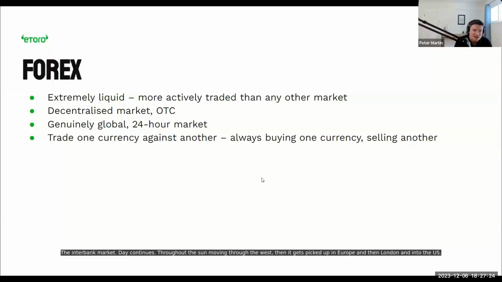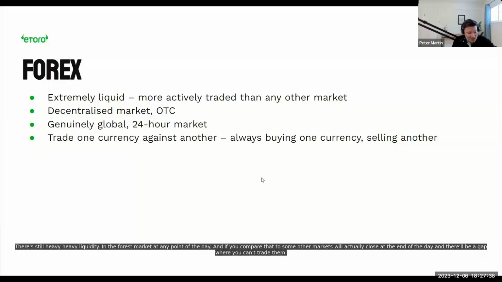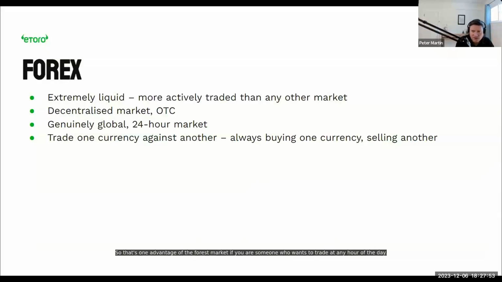And as the day continues, with the sun moving through the west, it gets picked up in Europe and then London and into the US. So it's a genuinely global 24-hour market. Although the liquidity will change throughout the day, there's still heavy liquidity in the Forex market at any point of the day. And if you compare that to some other markets, they will actually close at the end of the day and there'll be a gap where you can't trade them. So that's one advantage of the Forex market.